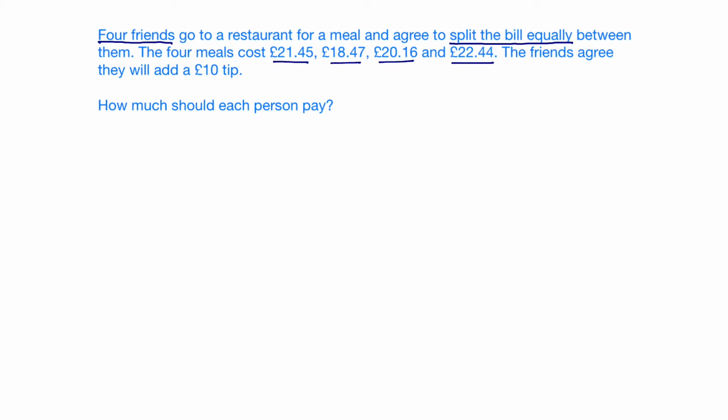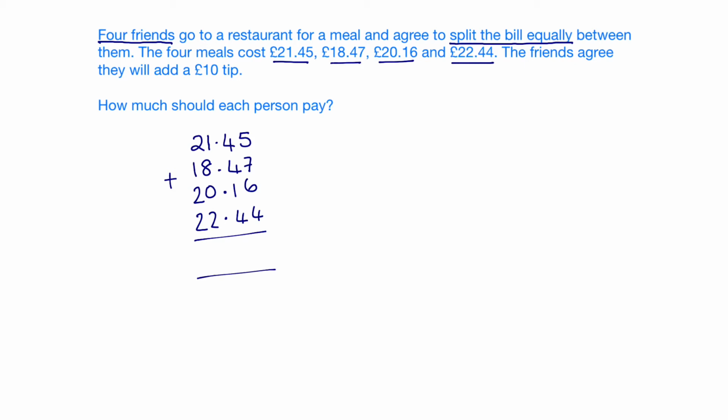So there's a few bits and pieces to this question. First of all, we need to find the total for the meal. So we need to work out £21.45, add £18.47, being careful to keep the points all in a nice row, £20.16, and £22.44. Okay, so we're going to add up all those numbers.